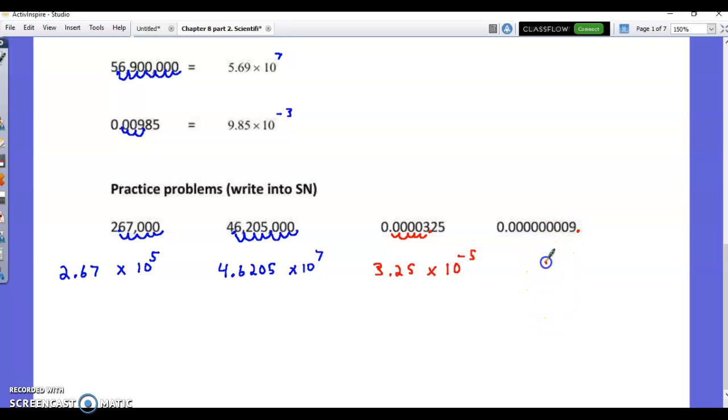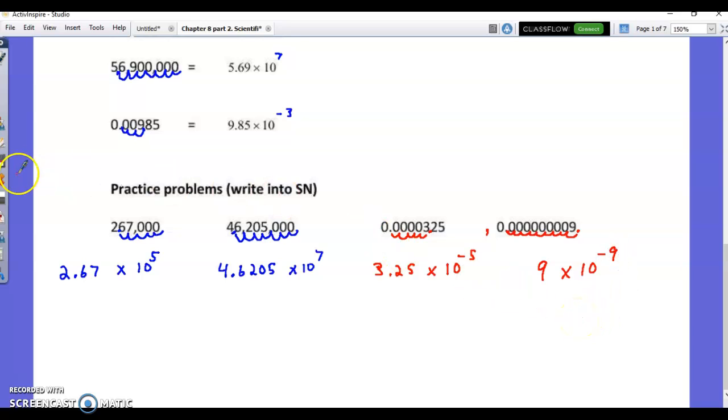So my main number is going to be 9 times 10. How many spaces? See, I like doing these little loops here because it helps me keep track, and then I can count in my head or count out loud, right? 1, 2, 3, 4, 5, 6, 7, 8, 9. So the negative 9th power.